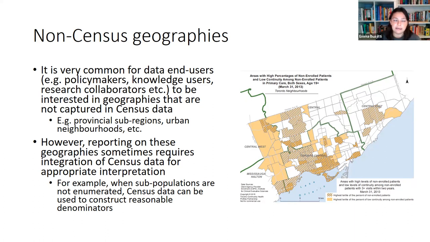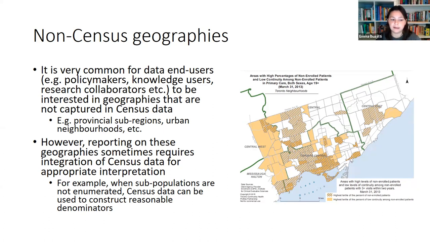I show it because, in my experience, the reason non-census geographies tend to come up is that they're regionally or locally important. Provincial subregions and urban neighborhoods might be defined at a municipal or provincial level, so they're not nationally relevant, and they don't exist within the census geography schema. But some of them, for example the Toronto neighborhoods, do respect census geography boundaries. Toronto neighborhoods are actually made up of DAs.